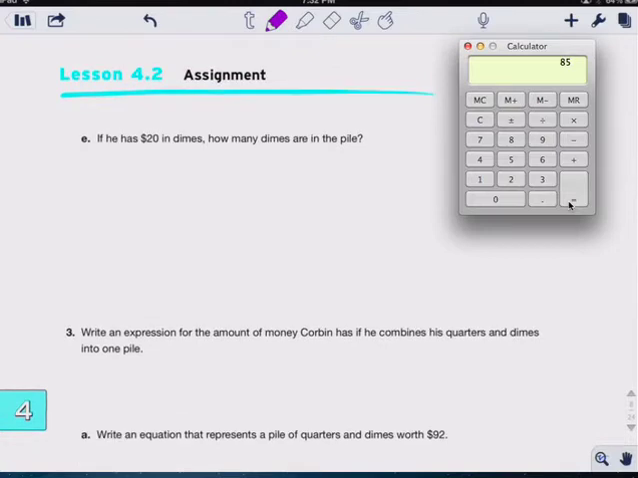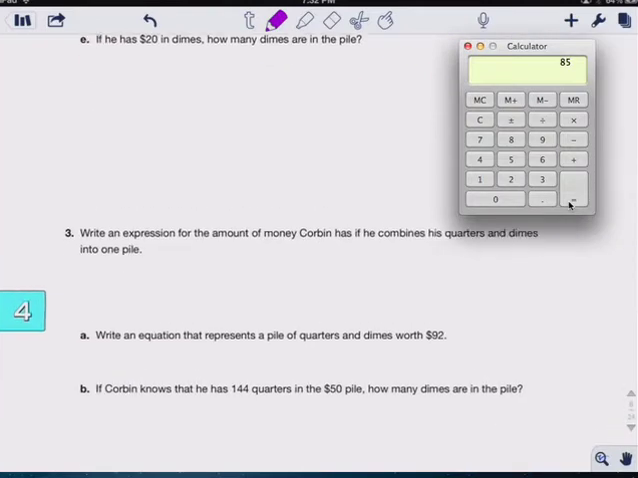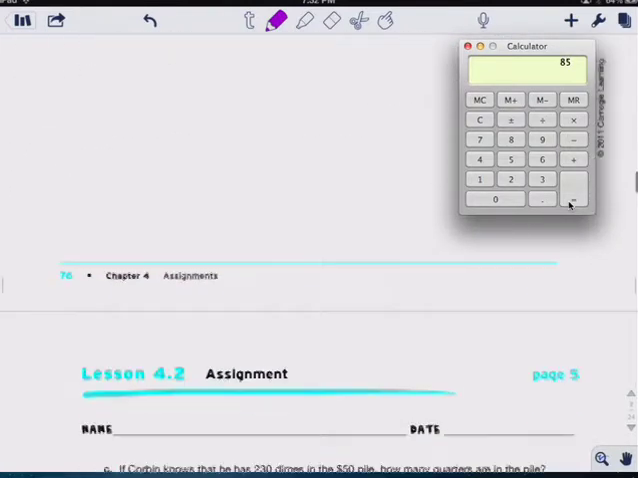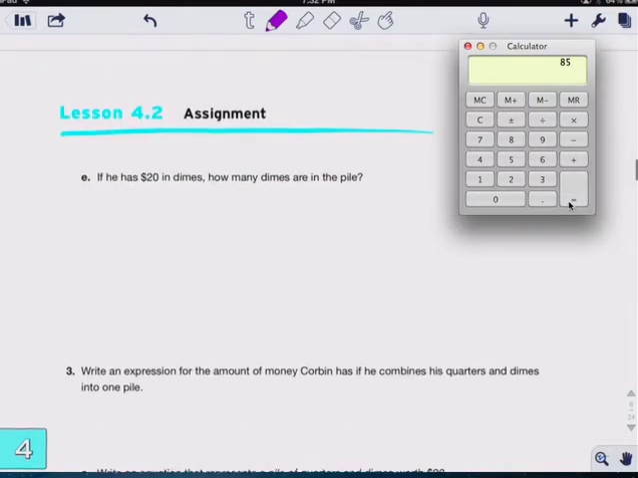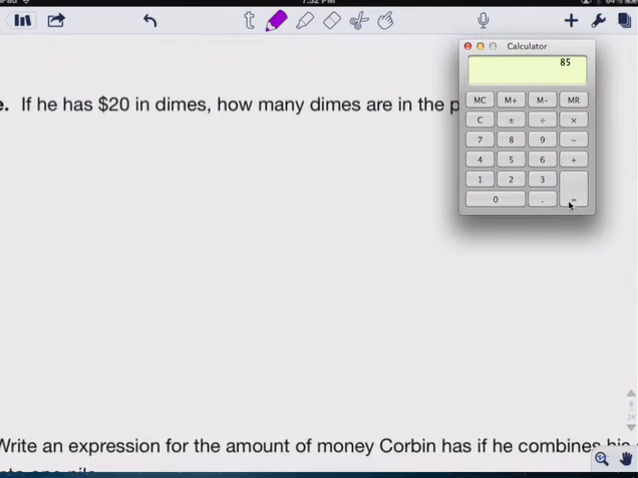Okay, page 4 of this page. He has $20. How many dimes? 200. So if he has this much in dimes, $20 worth, so this is the total. So 0.1D equals $20 that he got. Divide by 0.1.